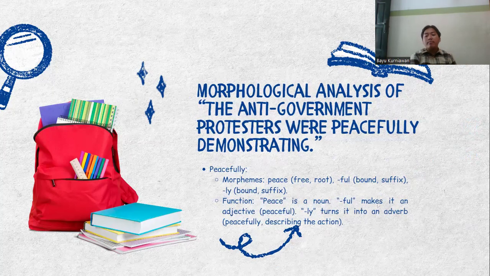Peacefully. Morphemes: peace is the free root. The bound suffix is ful, and another bound suffix is ly. The function: peace is a noun. Ful makes it an adjective. Ly turns it into an adverb, peacefully, describing the action.